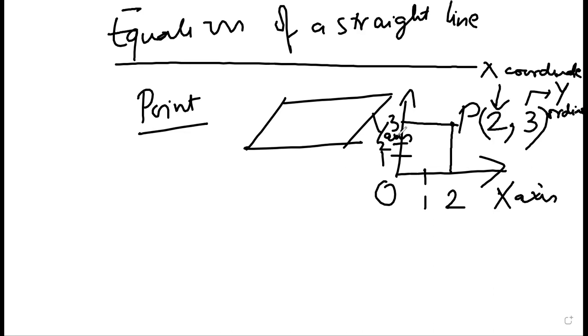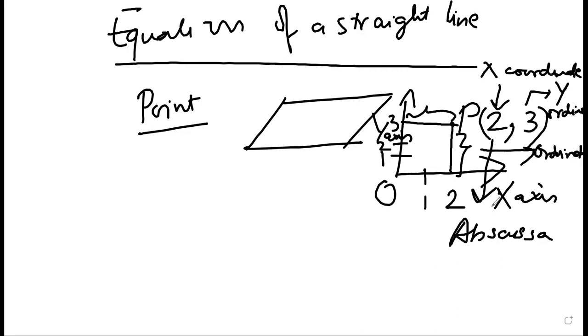Now, the perpendicular distance from the y-axis to the point, that is the x coordinate, is known as abscissa. Children often get confused. So this is abscissa, and the perpendicular distance of the point from the x-axis is known as the ordinate. So abscissa is nothing but the x ordinate, and ordinate is nothing but the y ordinate.